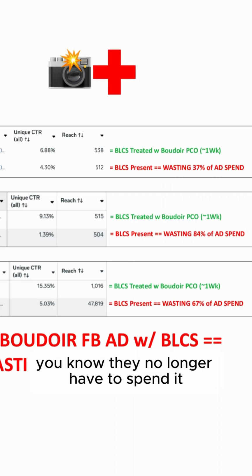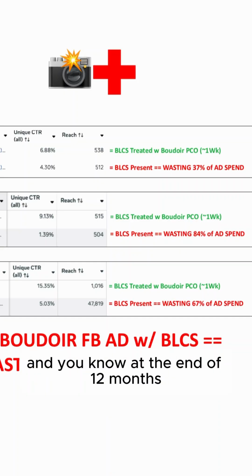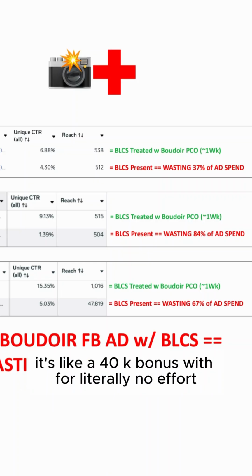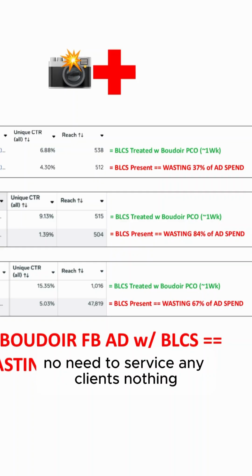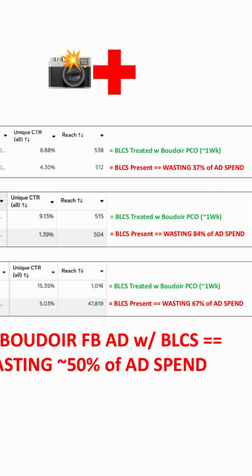They no longer have to spend it. And at the end of 12 months, it's like a 40K bonus for literally no effort. No need to service any clients, nothing.